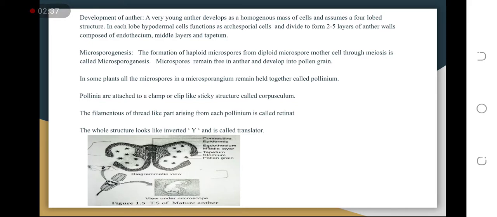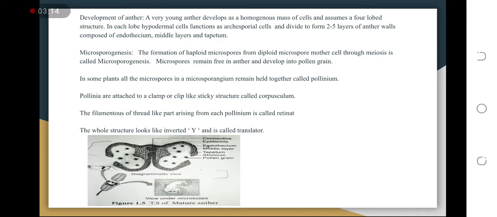In some plants, all the microspores in a microsporangium remain held together, called pollinium. Pollinia are attached to a clamp or clip-like sticky structure called corpusculum. The filamentous or thread-like part arising from each pollinium is called retinaculum. The whole structure looks like inverted Y and is called translator. These are the few types of anthers, pollen grains present in plant.